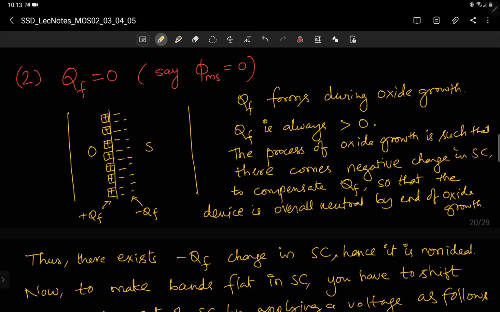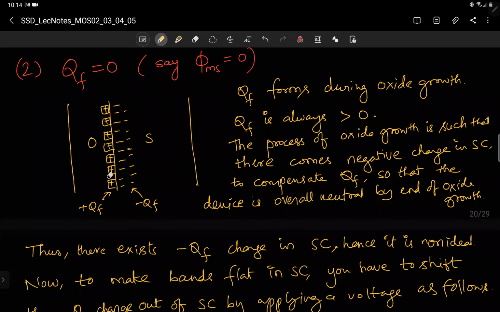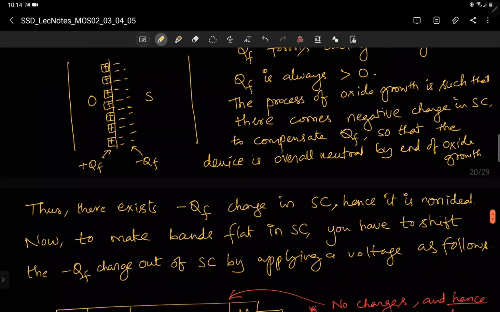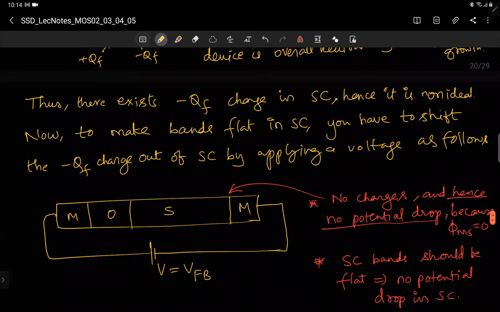so that both oxide and semiconductor put together should be neutral. So if QF is the fixed oxide charge at the interface, then there will be negative QF charge in the semiconductor. So that is how semiconductor charge is not zero. All right, that's what I have written there. So there exists minus QF. Okay, fine.